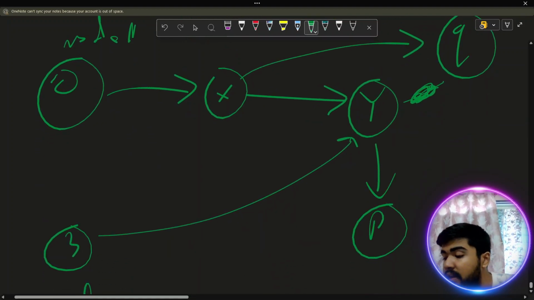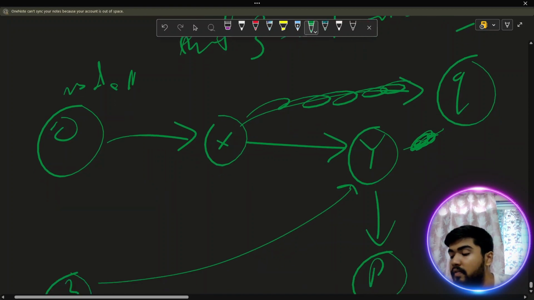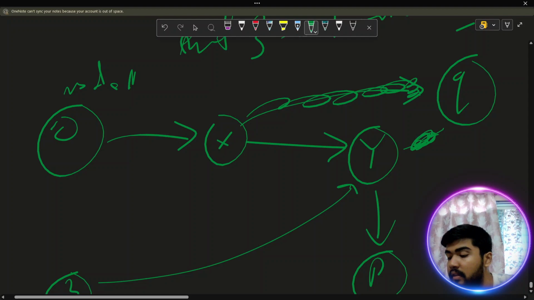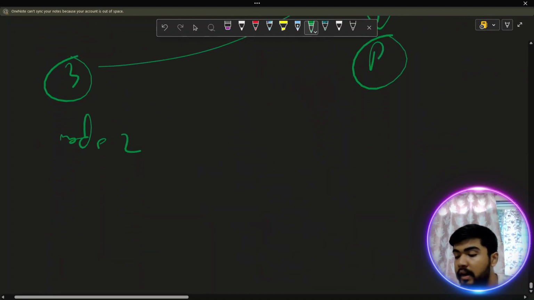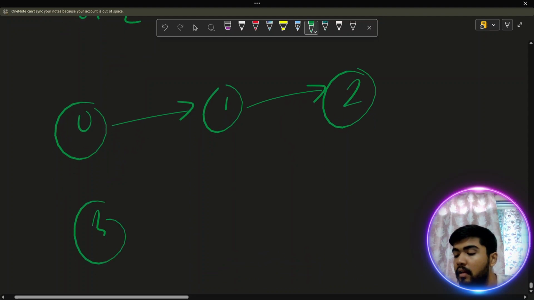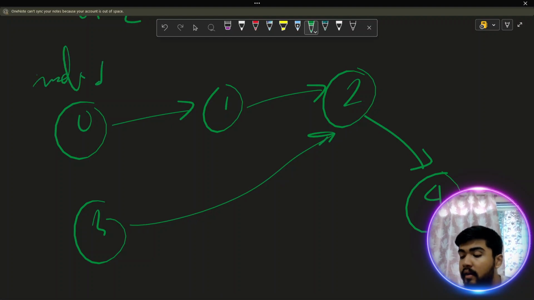Everyone has a single outgoing, right? Sorry, I actually made this wrong. So let's consider this only. Let me make it simple and redraw: 0, then 1, then 2, and from 3 this node is reachable, and from here let's suppose this is my node 4.